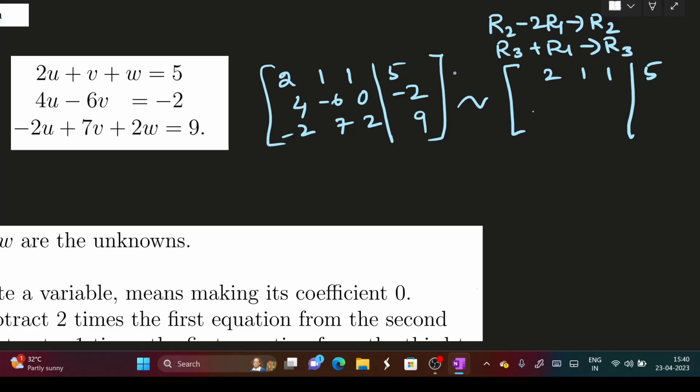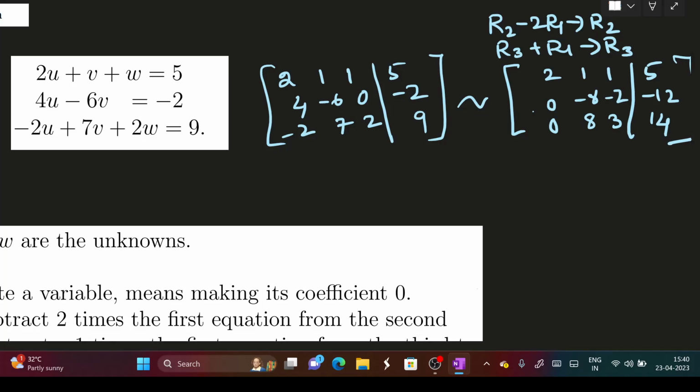Then my second row will be 4 minus 4, it is 0. Minus 6 minus 2, it is minus 8. 0 minus 2, it is minus 2. Minus 2 minus 10, it is minus 12. Similarly, adding these two, minus 2 plus 2, it is 0. 7 plus 1, 8. 2 plus 1, 3. 9 plus 5, 14. So this is my new matrix.